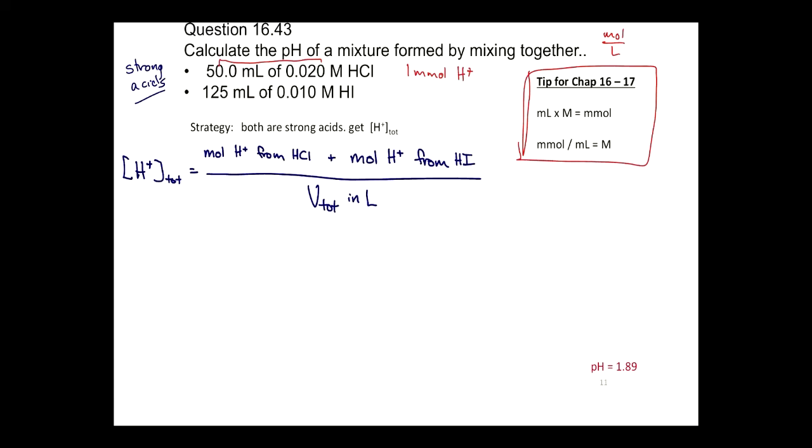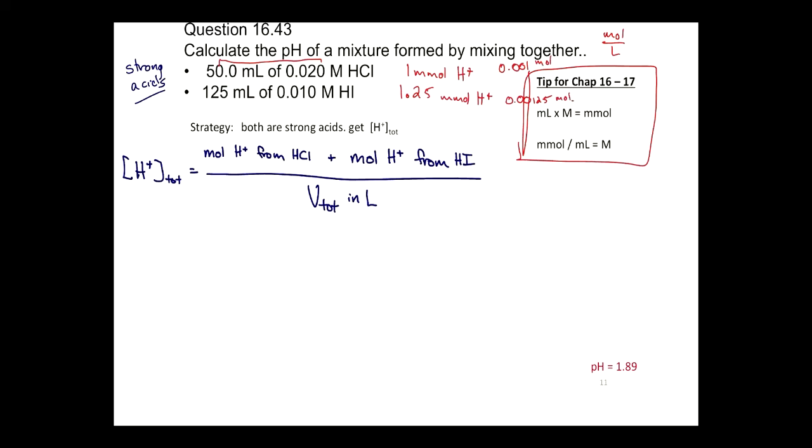Same thing for the second one. Just keep everything in milliliters and calculate a millimole. So 125 times 0.01 is 1.25 millimoles of H plus. Those numbers are a lot easier to work with than 0.001 and 0.00125. Staying in millimoles is a lot easier than converting to moles when we don't really have to.